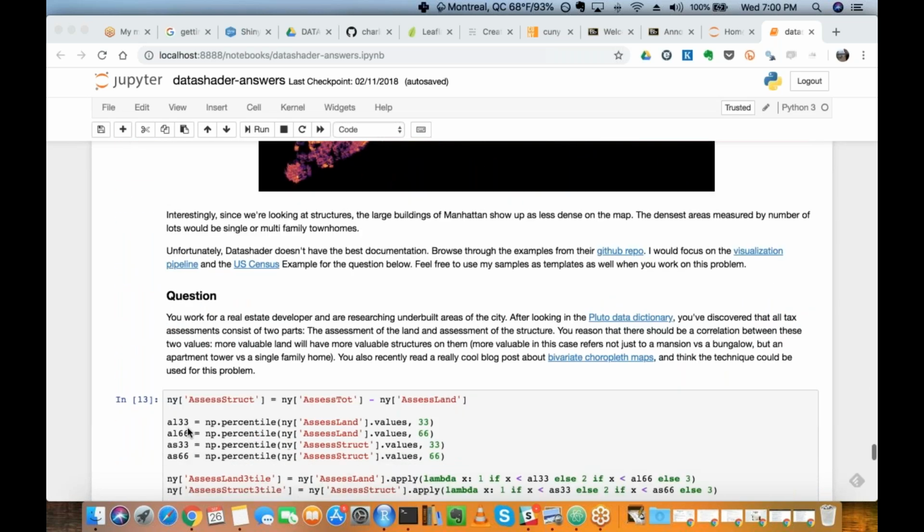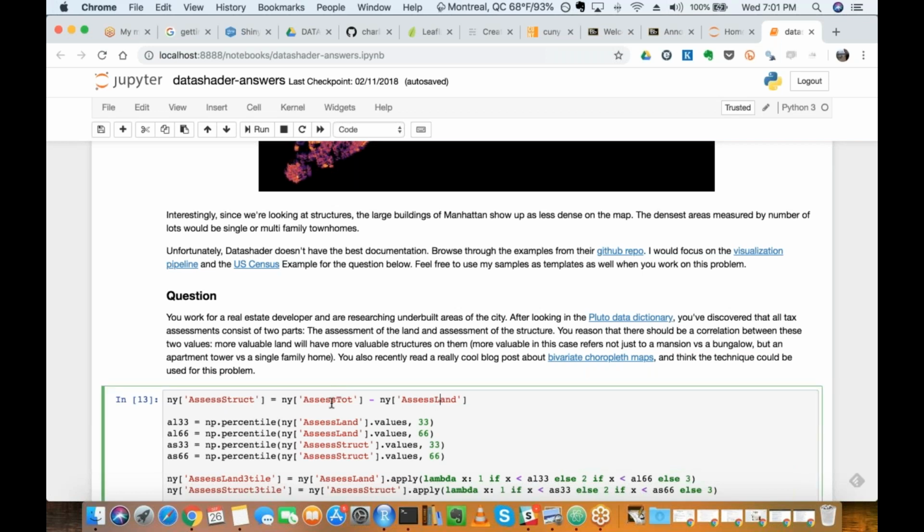So the question here was, we're looking at the same data set, and this time we're pretending to be a real estate developer, and we're researching what could be perceived as underbuilt areas of the city. What we see in the Pluto data dictionary is we have two parts of the value of the land: the assessed structure, or assessed land, and assessed total.